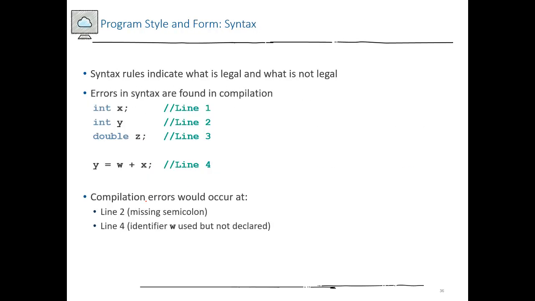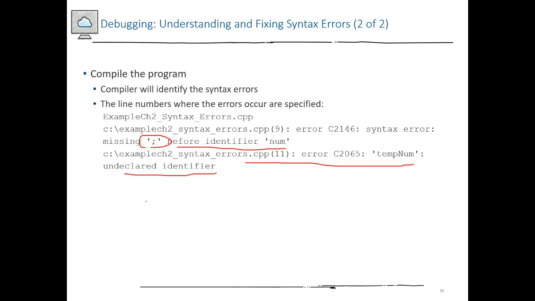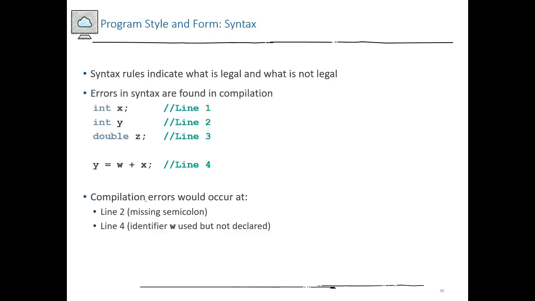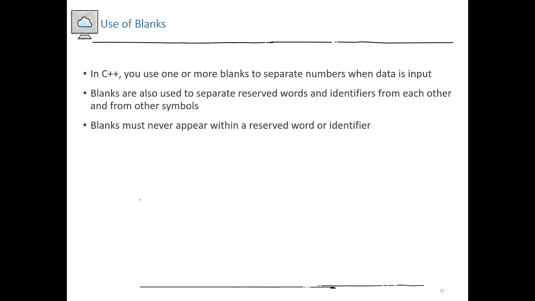All right. So those are syntax error problems. Syntax rules indicate something that is legal or illegal. The errors are found during compilation, right? So once you compile, you can get an error. Here, you're going to get an error that you're missing a semicolon and W is undefined. The computer doesn't know what the heck you're talking about.